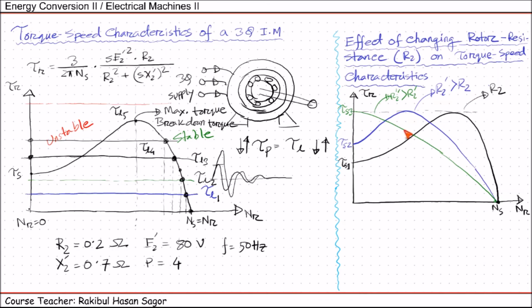Now if we increase the value of R2 more, the starting torque will start decreasing. How does it work? The peak point actually moves to the left. As this is not our working domain, this peak point will come here.